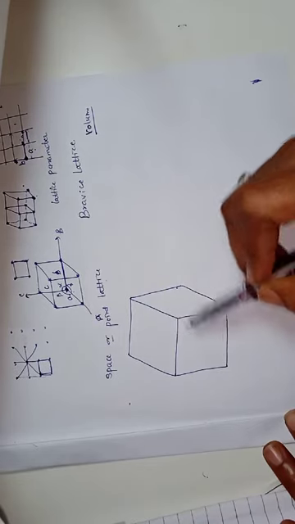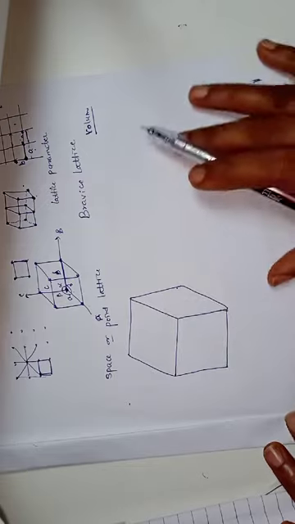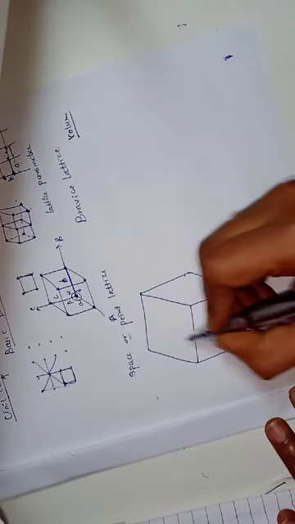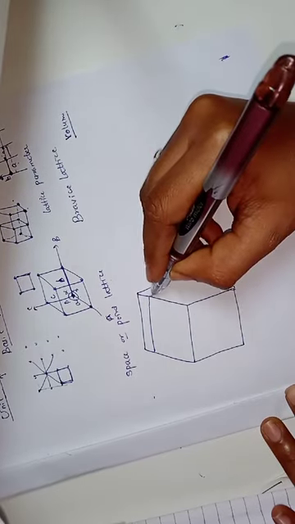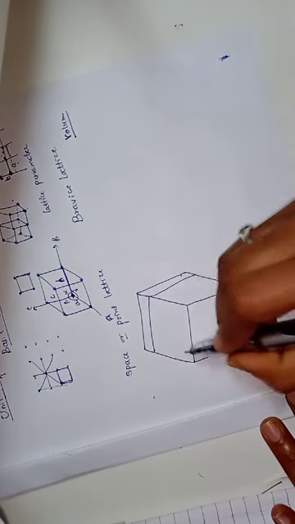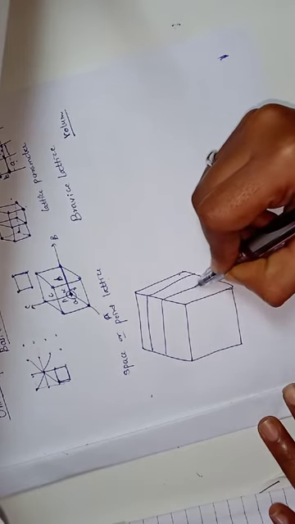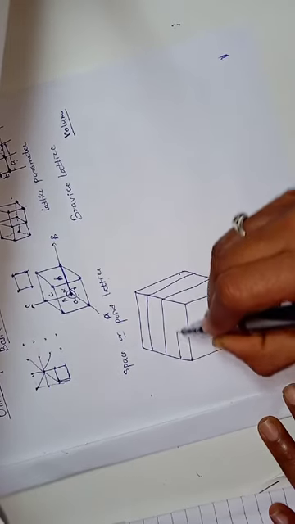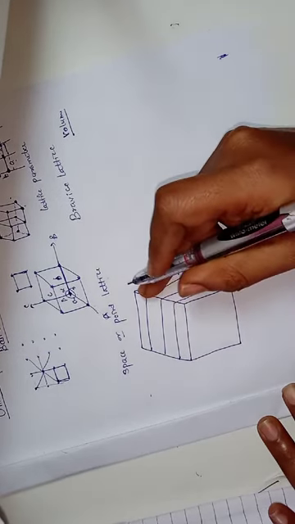This is first, second, third. Three sets of parallel planes are there. These are the parallel planes. Let's choose one more plane here. This is the one plane, second plane. This is the third plane. 1, 2, 3.